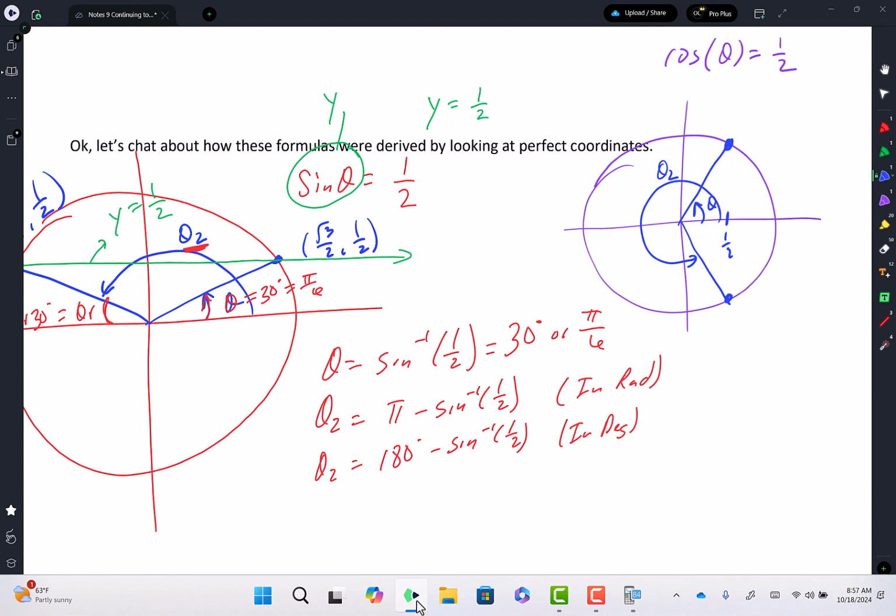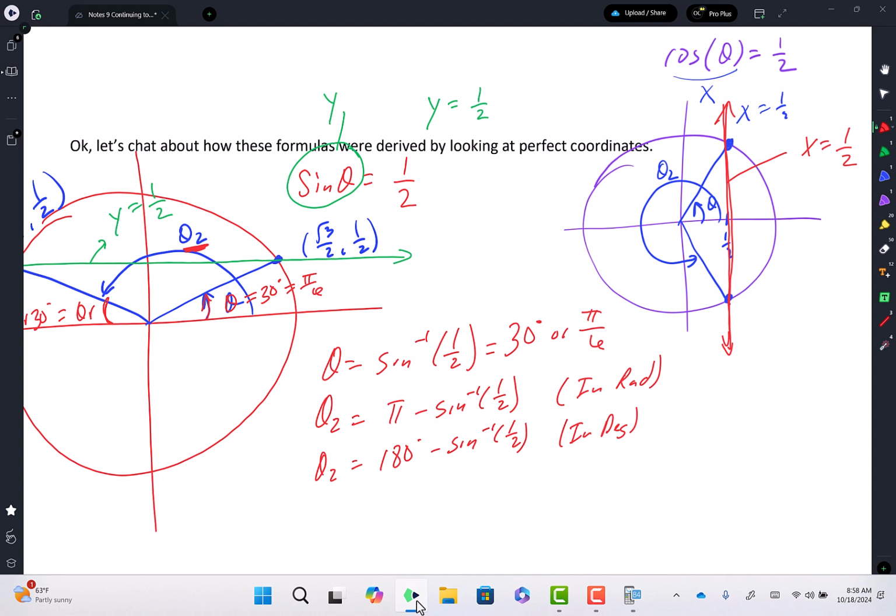So notice, remember that cosine can be replaced with an x. So it's like cosine is your x value, right? So this is like saying x equals a half. So I want you guys to notice that I just have a horizontal line. That's what you're going to have to do in a little bit. You'll see in a little bit what I'm talking about.